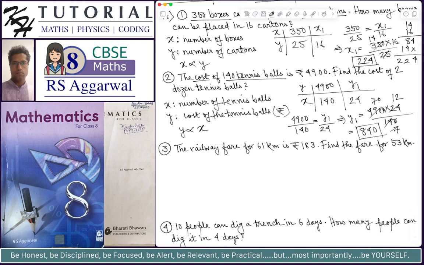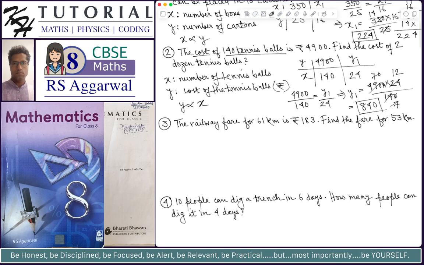Okay, let's do problem number 3. The railway fare for 61 kilometers is rupees 183. Find the fare for 53 kilometers. So the fare is one quantity, and kilometer, that is a distance. Obviously, this is based on the fact that the cost per kilometer is fixed.